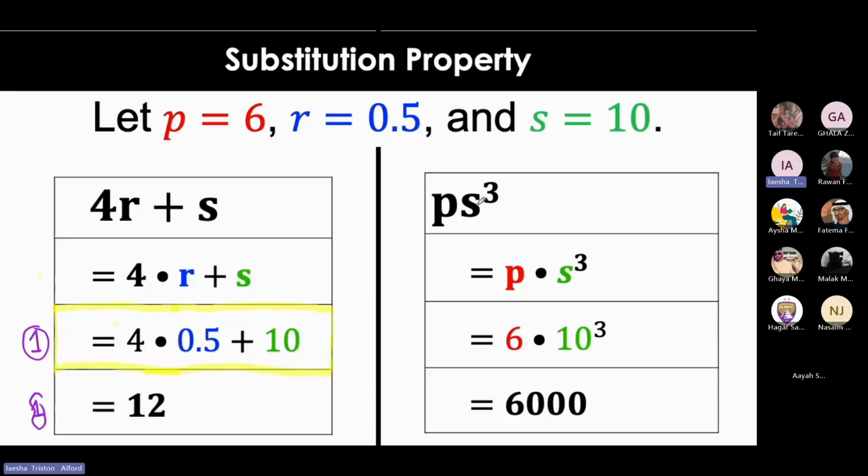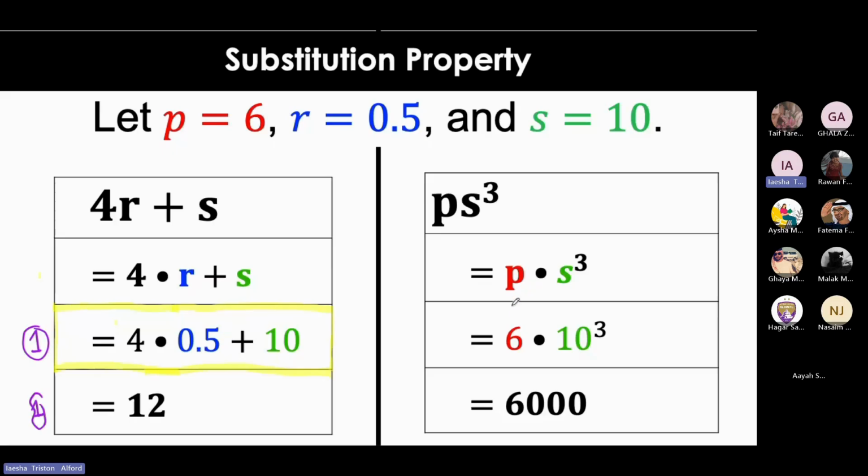Here's another example about how we can use substitution property. Remember, this is P multiplied by S to the power of 3, or P multiplied by S cubed. So when you expand it, you can put P, you can put multiply, you can put the S, and you can put the 3 up. The exponent belongs with S because it is touching the S.